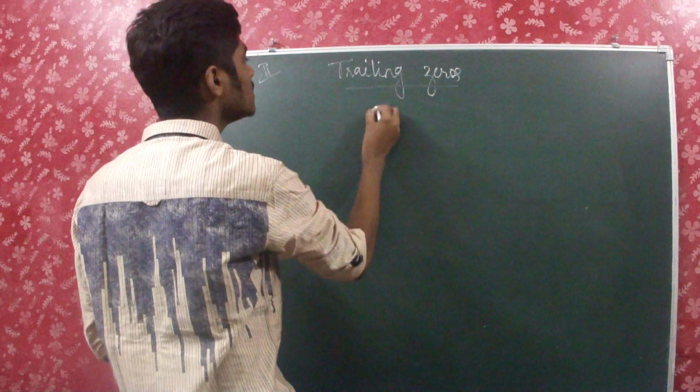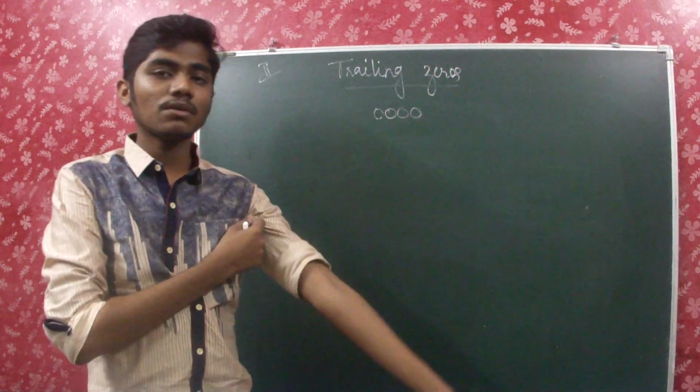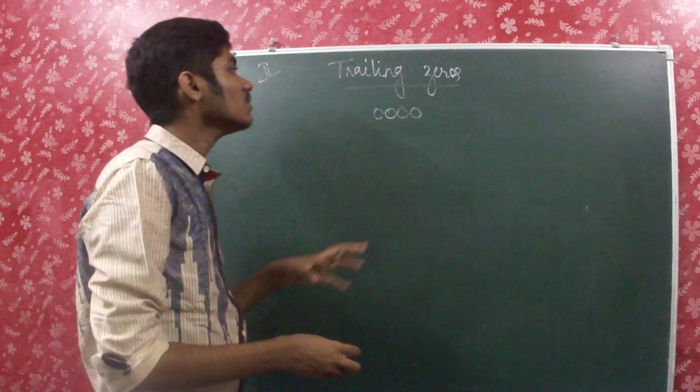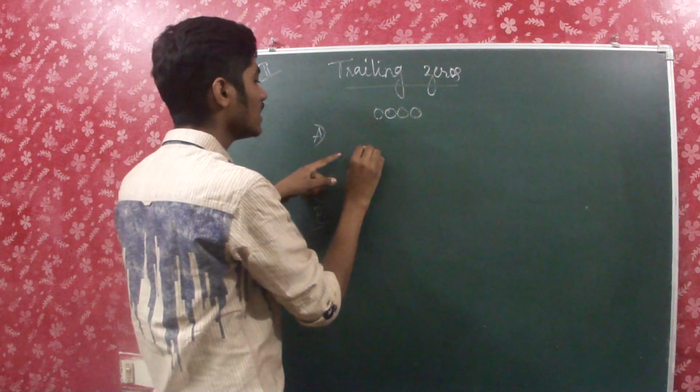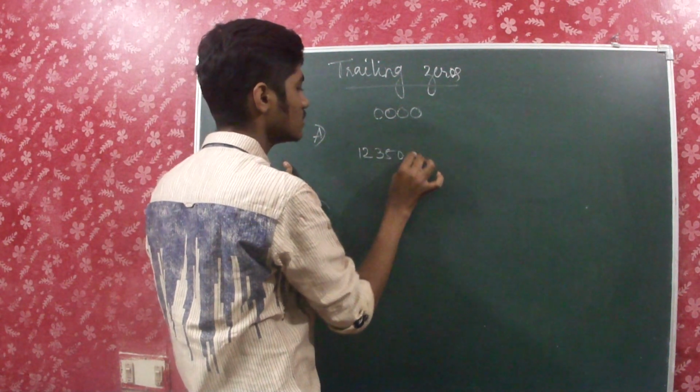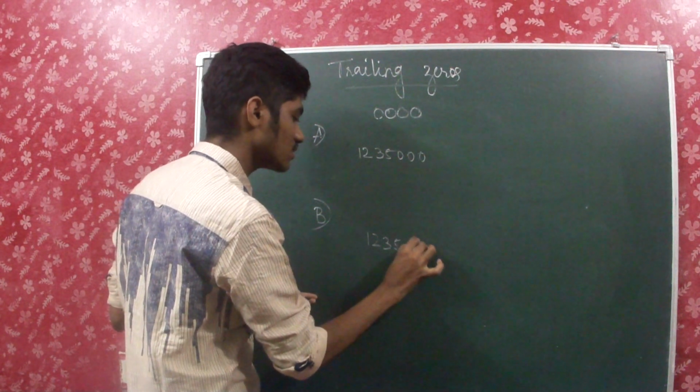Trailing zeros are nothing but 0, 0, 0, 0, 0. If it goes on like this, then that is trailing zero. Okay, so trailing zeros. Here there are two categories. For example, if I take a number like 1, 2, 3, 5, 0, 0, 0, and if I take a number like 1, 2, 3, 5 dot 0, 0, 0.